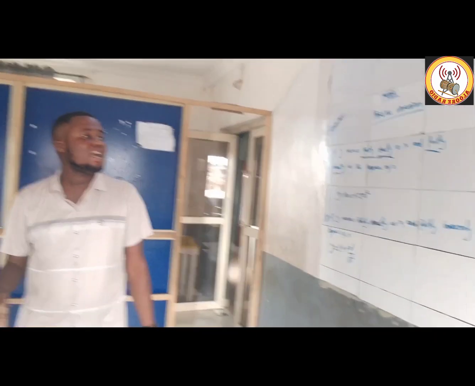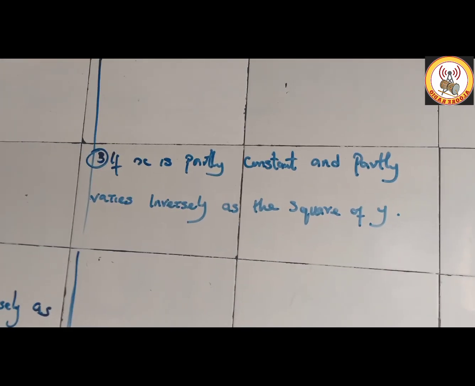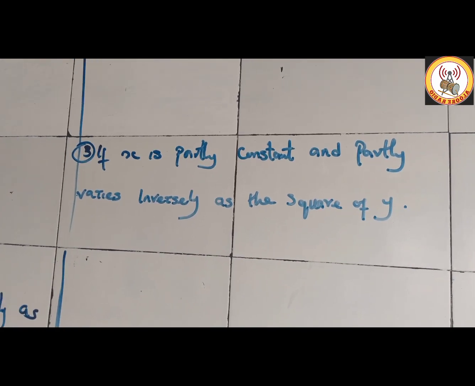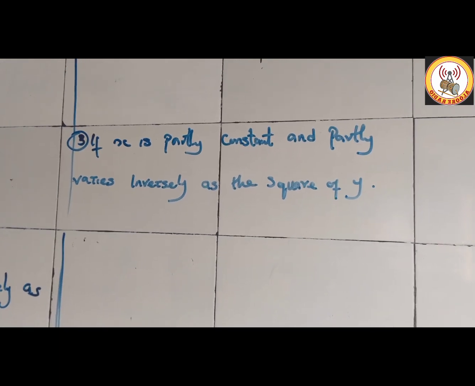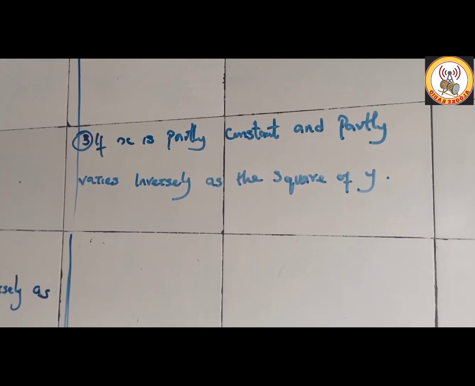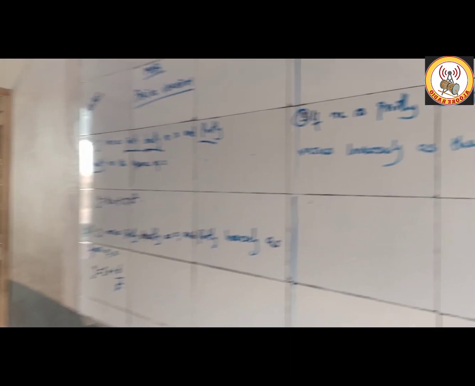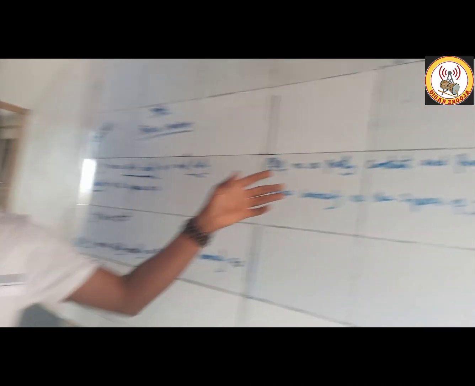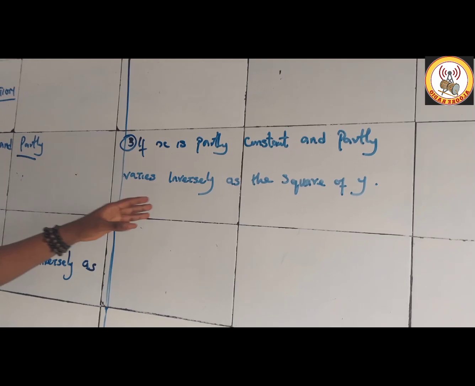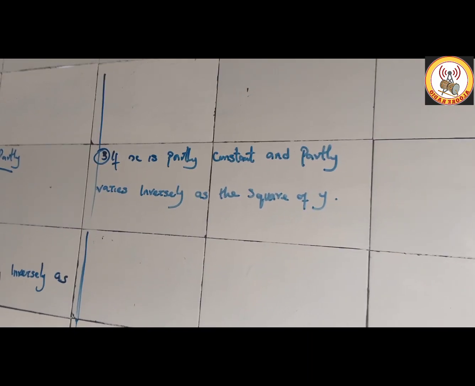He said if X is partly constant and partly varies inversely as the square of Y. Look at this.